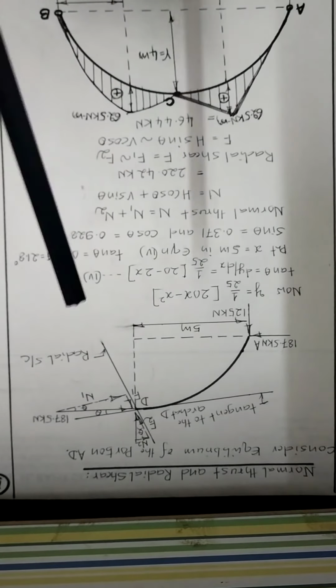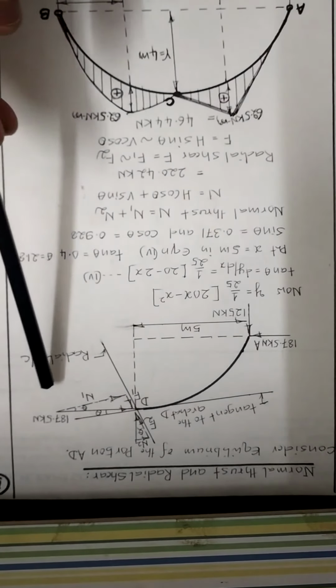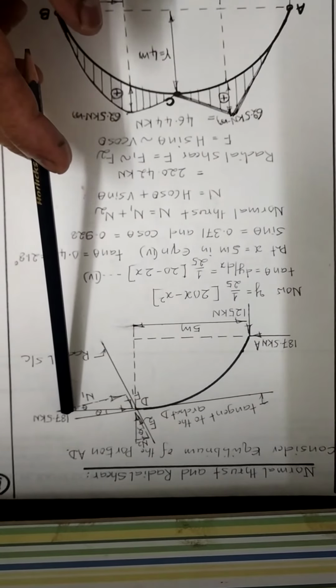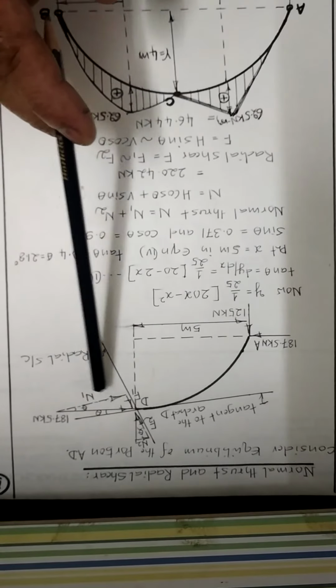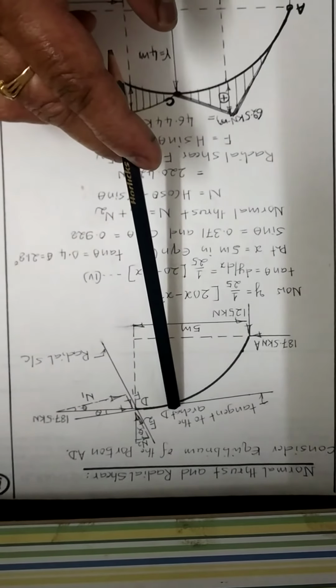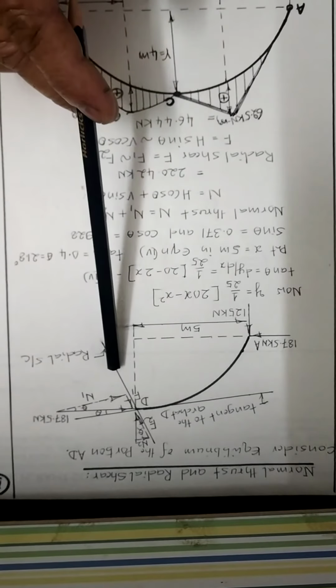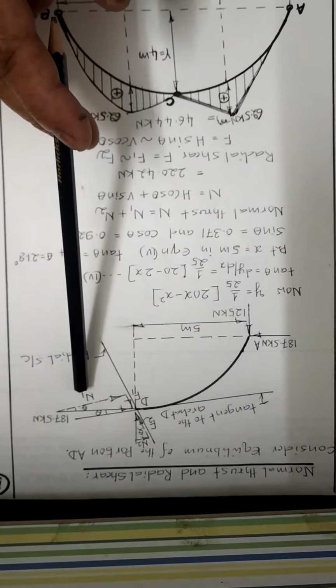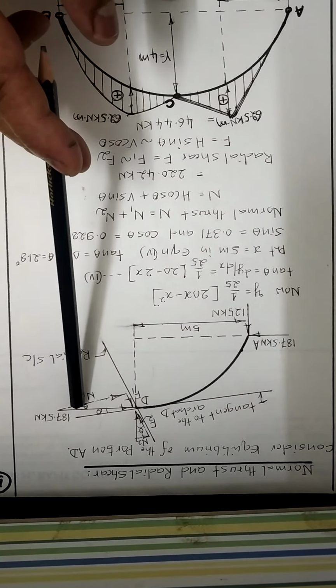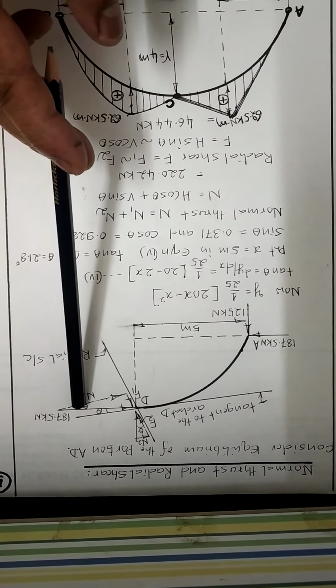Well, to calculate the normal thrust and radial shear, resolve this horizontal thrust into two components in two mutually perpendicular directions, namely N1 and F1. N1 is parallel to the tangential direction, F1 is parallel to the radial direction. These two forces N1 and F1 should always be mutually perpendicular to each other. This angle becomes theta because of alternate angles.